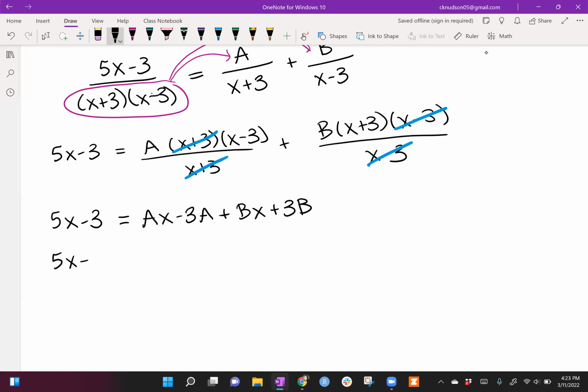Let's now collect the like terms. We can see we have Ax and we have a Bx, so let's add those together. We have A plus B times x, and then plus 3B minus 3A.